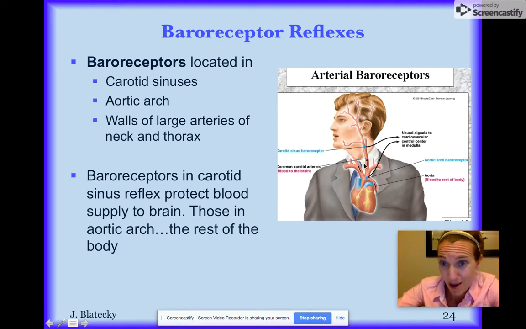The others are going to be up in these carotid sinuses. And as you might guess, the ones going up to the carotid sinuses are making sure to protect blood supply to the brain. Those in the aortic arch are protecting blood supply to the rest of the body. You also can see that you're going to have some baro, right? Baro meaning pressure. Like you can think about a barometer. You're also going to have some in the arteries of the neck and the thorax.